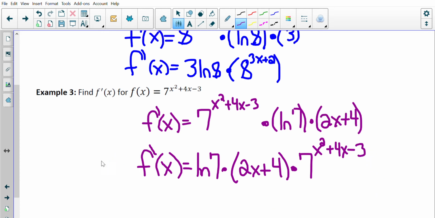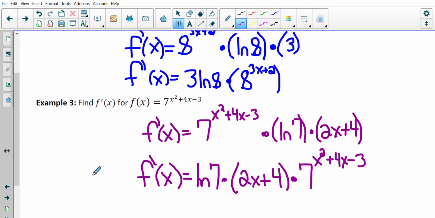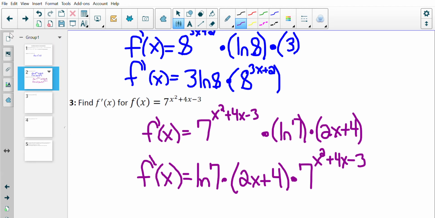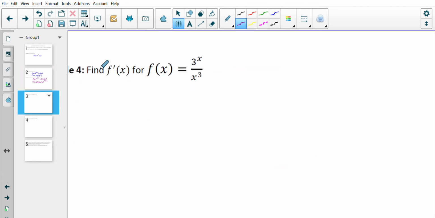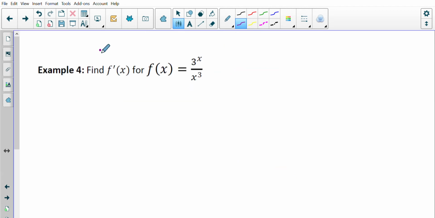And there we go. All right, let's see. Try something a little bit different again, where we have example 4, where now we have f of x is equal to 3^x divided by x cubed. So we have a function divided by a function, so we're going to end up using the quotient rule here. I'll throw that in here.